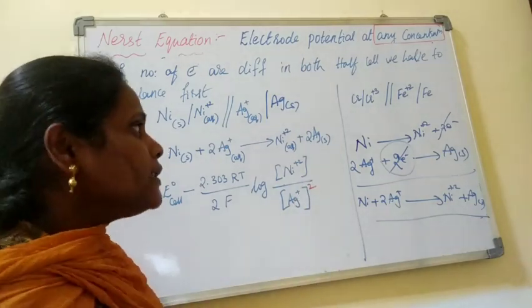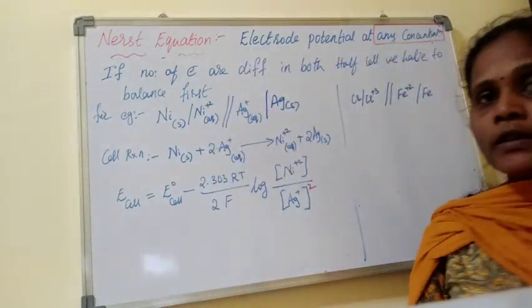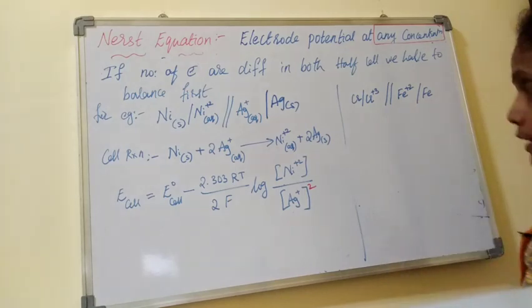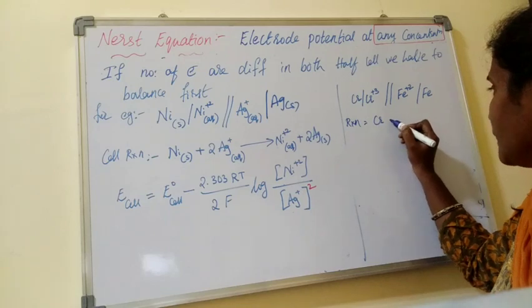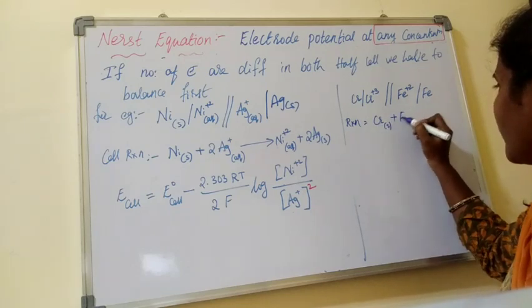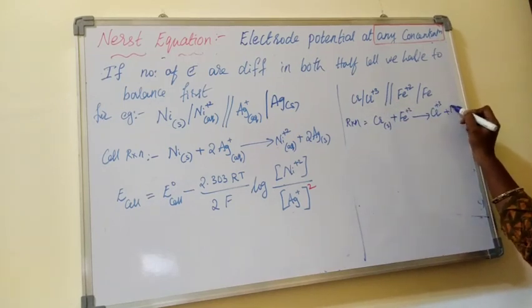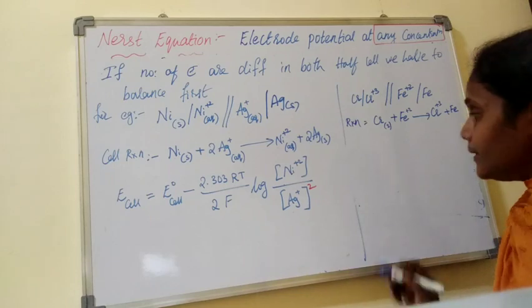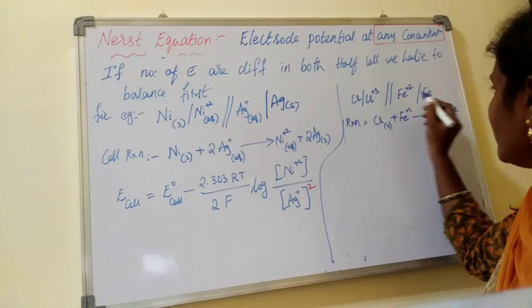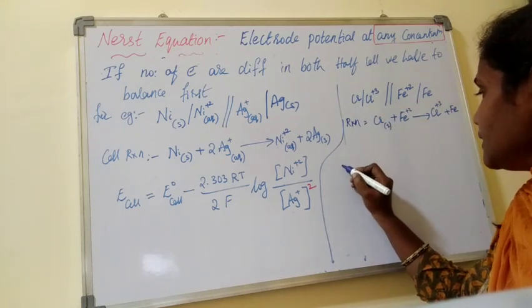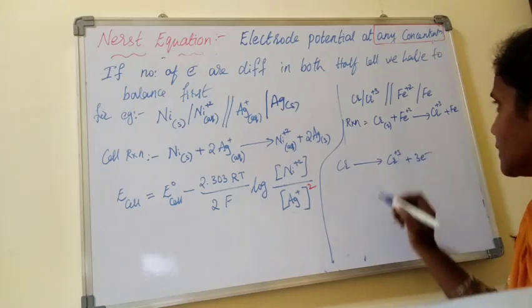For example, consider this cell. Look at this. Here it is a little difficult. The full reaction of this cell will become, what is that? The reactants are chromium solid plus iron ions converting into chromium ions plus iron, isn't it? Then what might be the half cell reactions? Let us go to the half cell reactions. See here, chromium is converting into chromium 3+, right? Chromium is converting into chromium 3+, therefore 3 electrons are released.